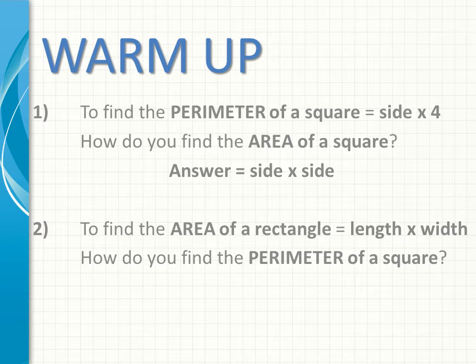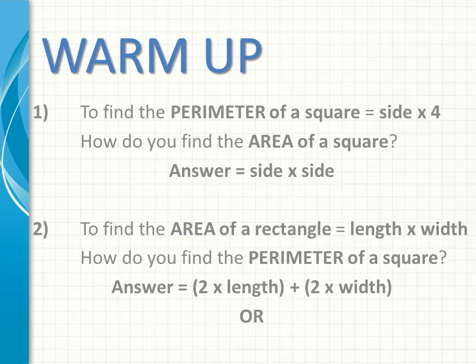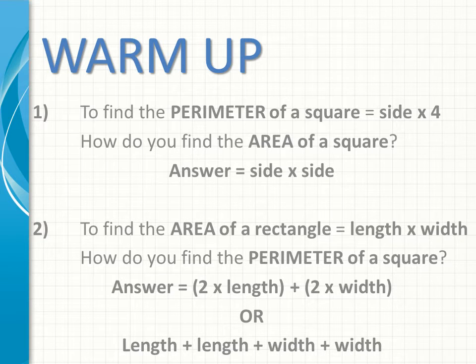To find the area of a square, yesterday we said a square has the same sides. So to find the area of a square, we multiply side by side. What about to find the perimeter of a rectangle? How do we find it? The answer is 2 times length plus 2 times width. Or you can say length plus width plus length plus width. Those are the 2 ways that we can find the perimeter of a rectangle.